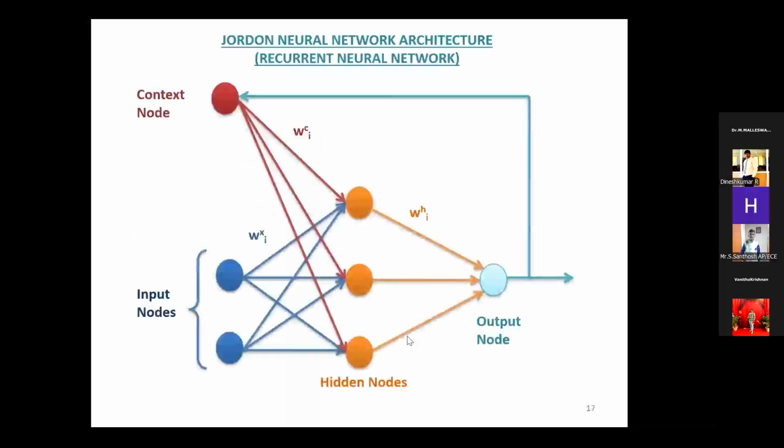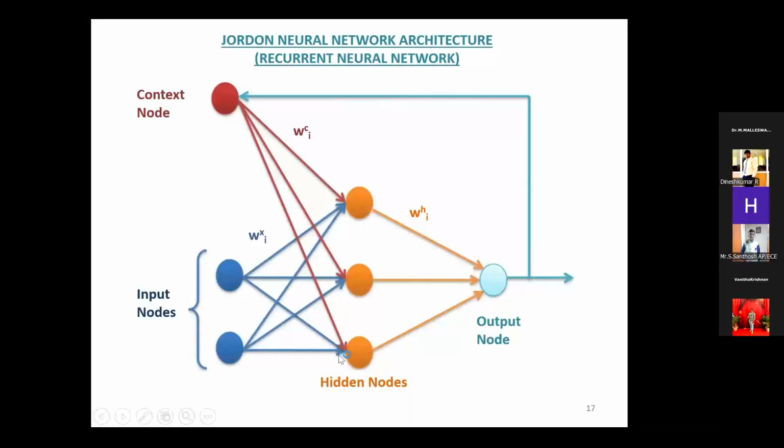Okay, right. Now let us see. This is the structure of your Jordan neural network architecture. I mean, it's an example of a recurrent neural net architecture. As you all know, in the recurrent neural networks, it has a conventional input layer, hidden layer, output layer, and the output layers are connected to your context node via hidden layers.